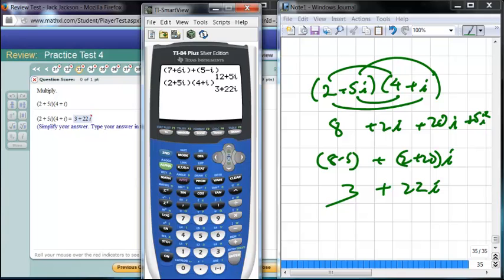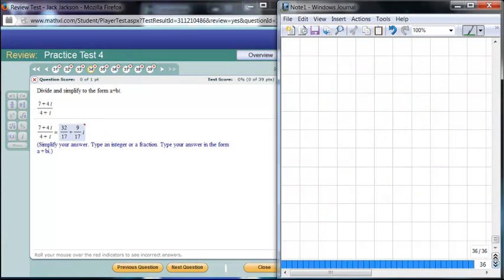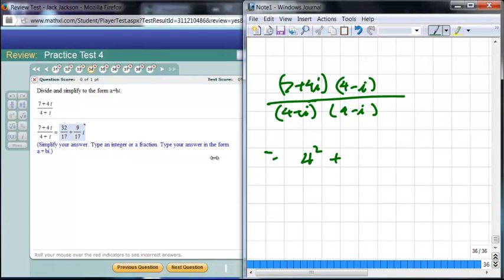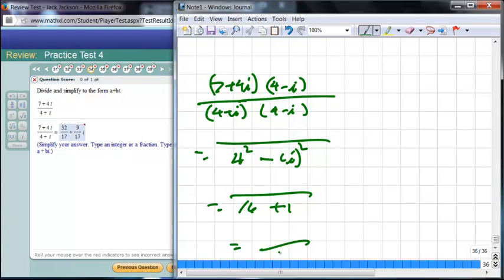It will actually work that out. So that's an easy giveaway question, really. And 7 plus 4i over 4 plus i, multiply top and bottom by the conjugate here, 4 minus i. This is how you work this out by hand. So the bottom you get 4 squared minus i squared, okay, in the bottom. So that's 16 minus a negative 1, which is plus 1. So we're down to just 17 in the denominator.